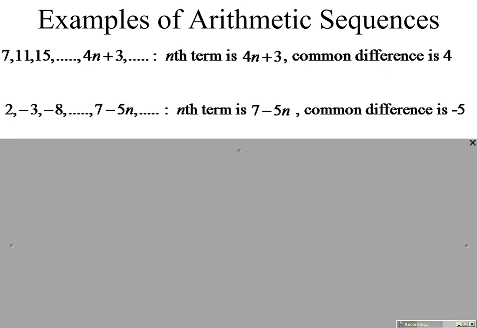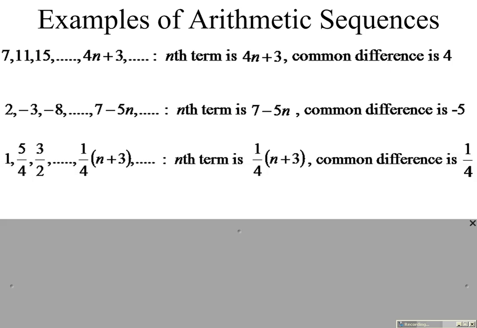Second one, 2, negative 3, negative 8. We can clearly see that we are adding a negative 5 here each time. That's what makes it arithmetic, because we're adding the same thing every single time. Our nth term is defined as 7 minus 5n. Put 1 in, 7 minus 5 is 2. Put 2 in, 7 minus 10 is negative 3, and so on.